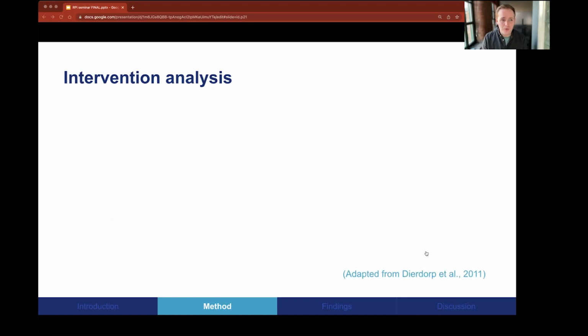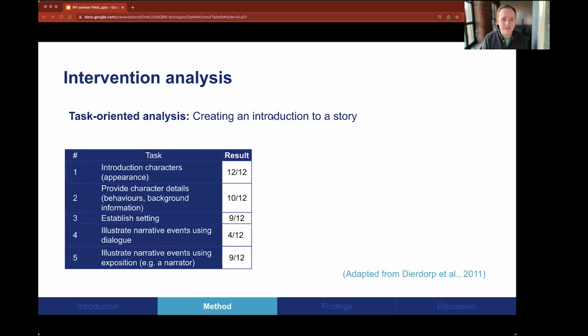What does a task-oriented analysis look like? So I'll give you a hypothetical example. Let's say the task is to create an introduction to a story, so very much a literacy activity. We would take that activity and break it down into the steps, not necessarily chronological or procedural, but the steps or tasks that a student would need to do in order to complete that activity.